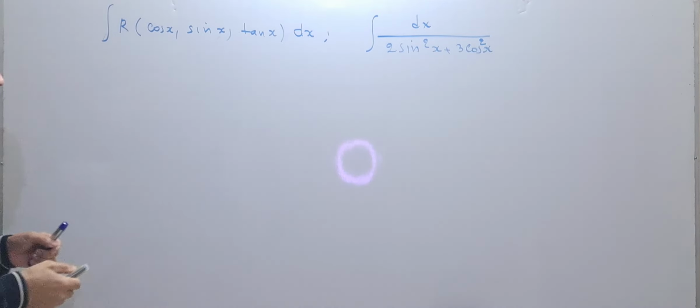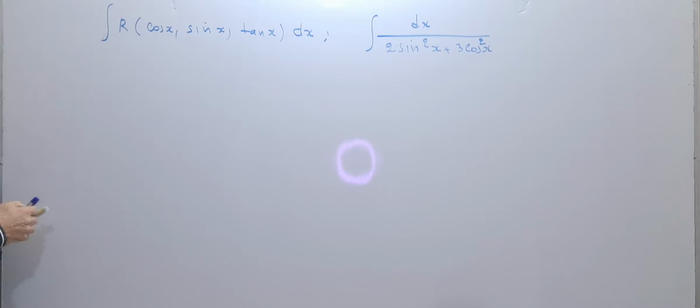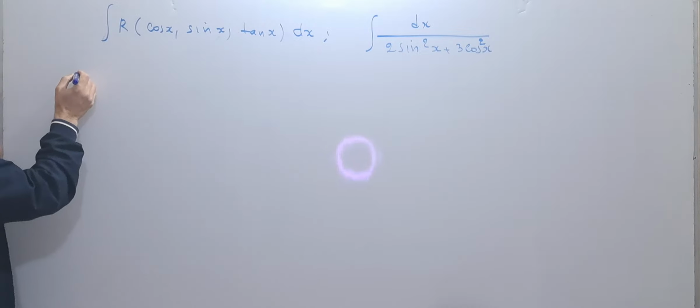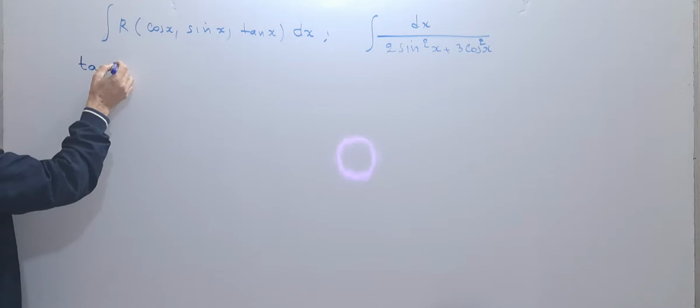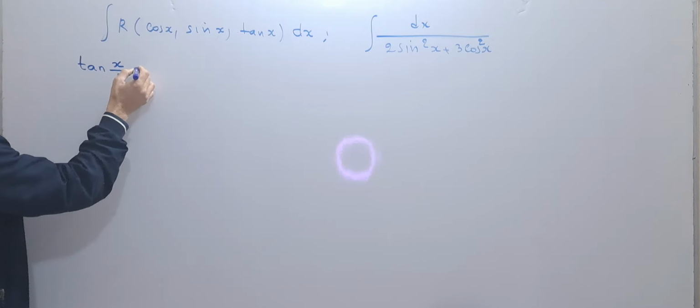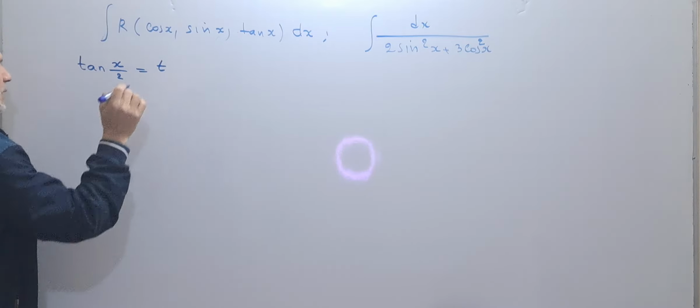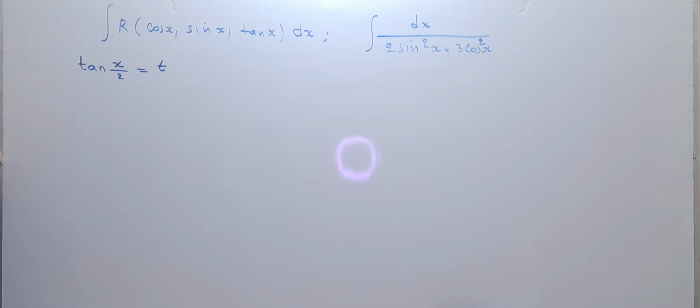So here there is a universal change of variable. For this change of variable, we have some special cases when we can use other different changes of variable, but the universal one works each time. Obviously, we take tangent x over 2 equal to t, a new variable.